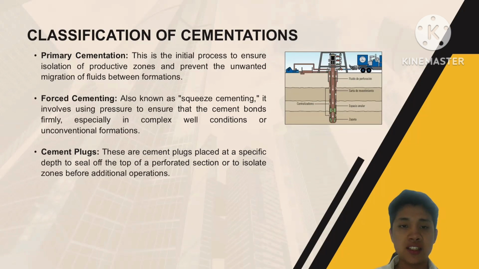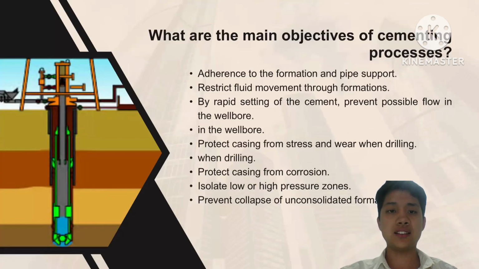These are cement barriers strategically placed in the well to block certain sections or isolate specific zones before continuing with future procedures. This slide highlights the main objectives of the cementing process in well operations. One of the key goals is to ensure a strong bond between the formation and the casing, providing both stability and support to the pipe.